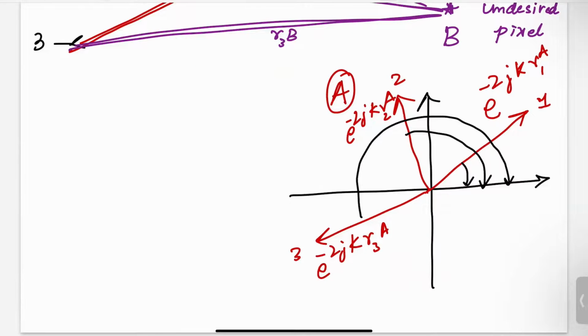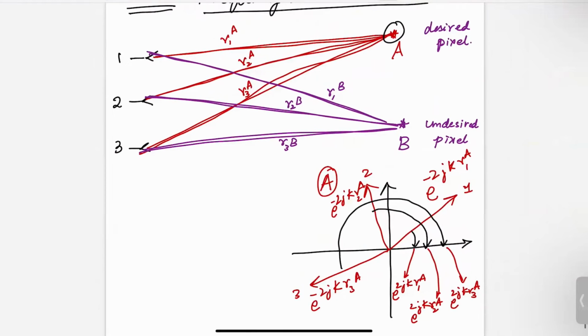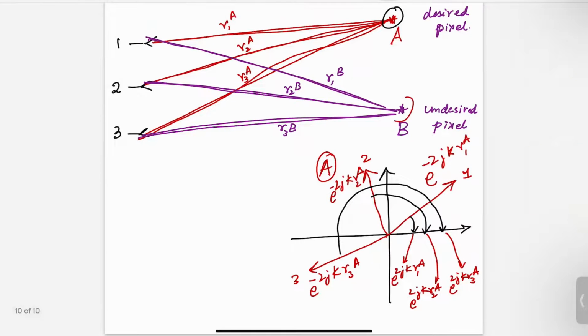Okay, so let's do this again. So this guy, to unwrap, needs to be e to the 2jk R1A. This guy needs to be e to the 2jk R2A. And this guy needs e to the 2jk r3a, right? So you're basically unwrapping it after it got wrapped. But this unwrapping process is also applied to this pixel, because you can't separate the two signals. You receive all the signals at the same time.